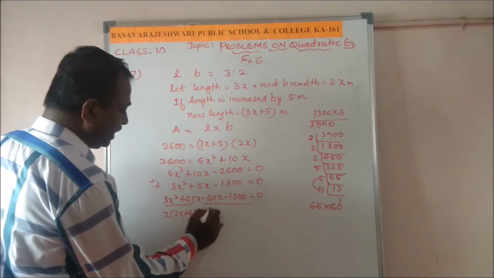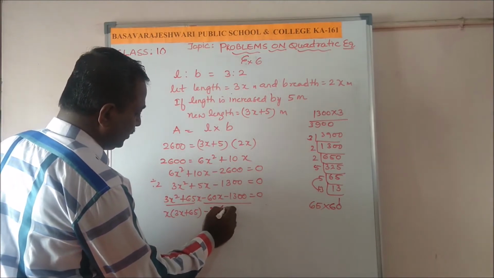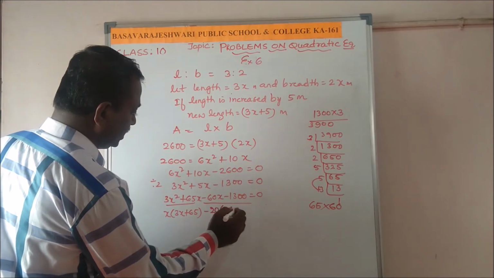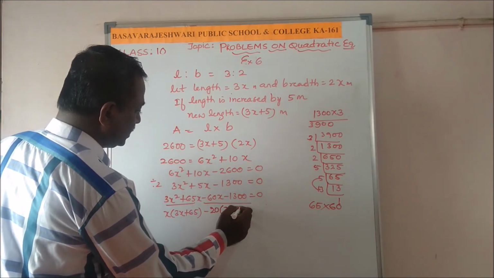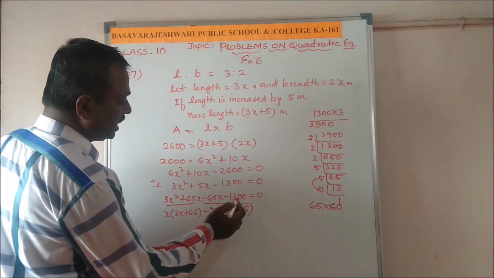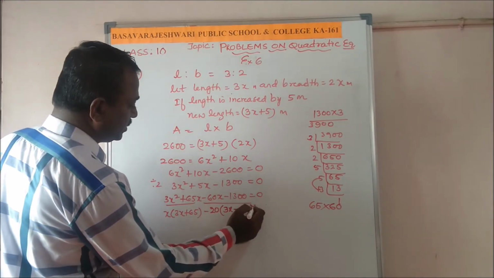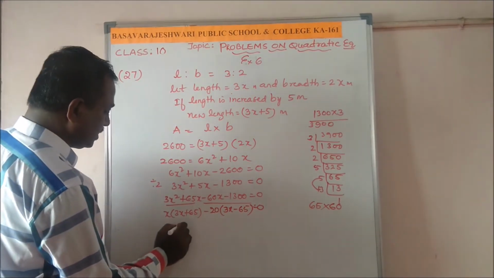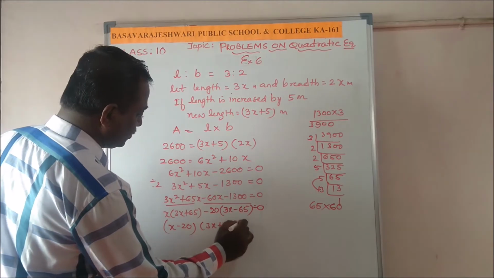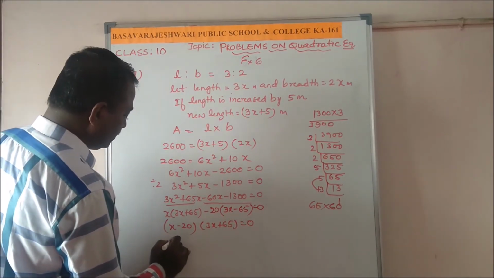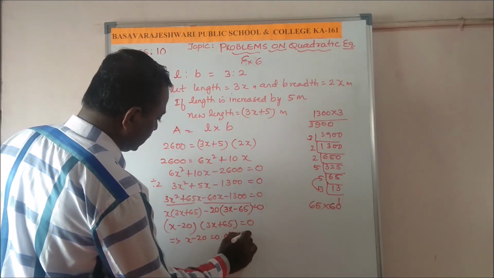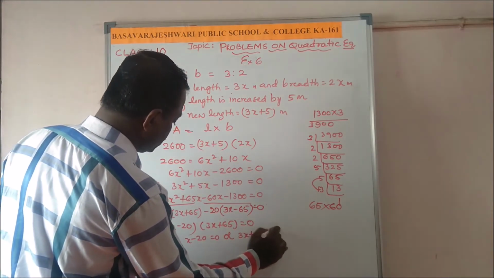Okay, so here 20 is common, I will take. So x minus 20 is one factor, 3x plus 65 is another factor. So this implies x minus 20 is equal to 0 or 3x plus 65 is equal to 0.